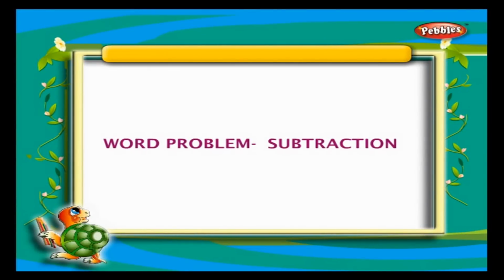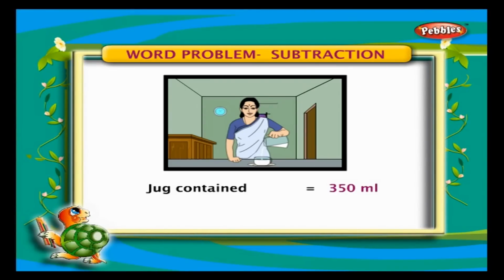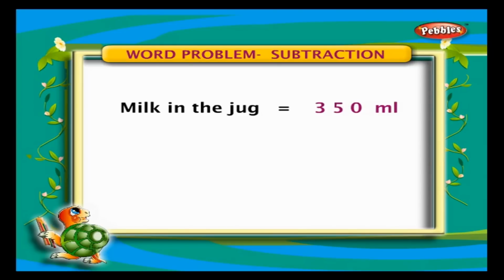Word problem. Subtraction. A jug contained 350 ml of milk. Out of this, 250 ml was poured into a mug. How much milk is left in the jug? Milk in the jug is equal to 350 ml. Milk in the mug is equal to 250 ml.